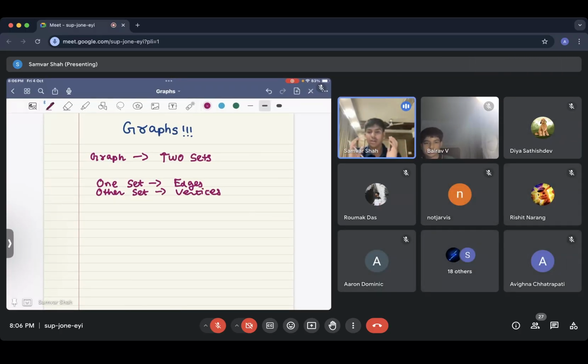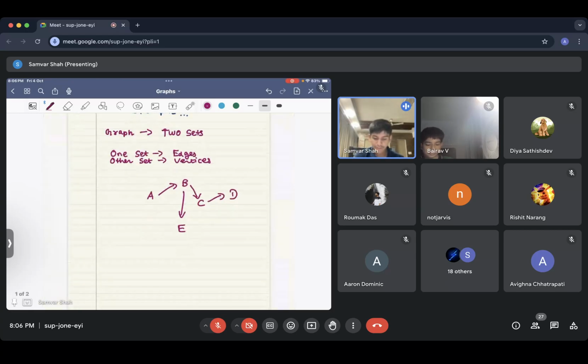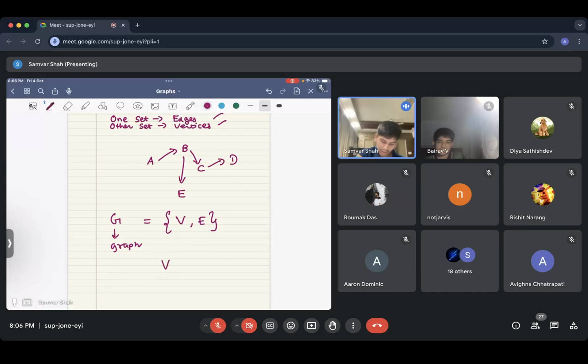Anything which is a place, building, or town comes under vertices, and anything which we term as a path comes as an edge. So if you have a structure like this, where A points to B points to C points to D, and say you have E and B points to E, then this is a very simple graph. The way you would write it as two sets is that G, the graph, is equal to the set containing two sets, V and E. And then V would equal A, B, C, D, E.